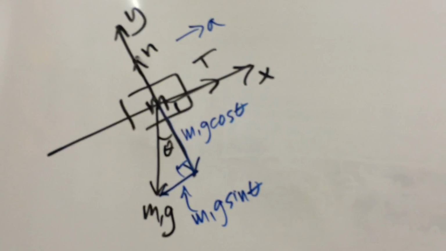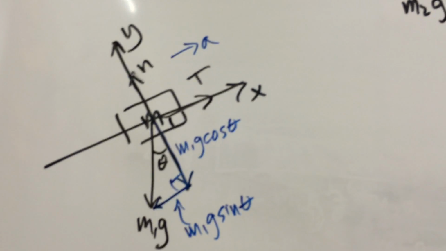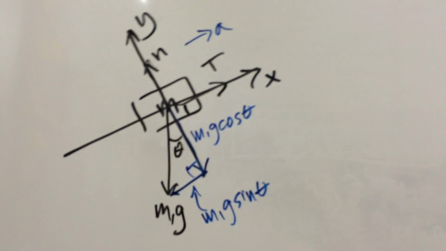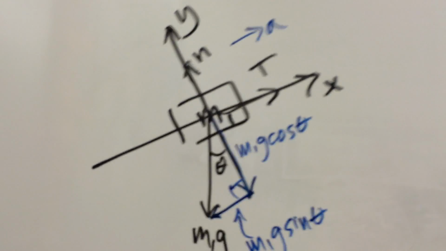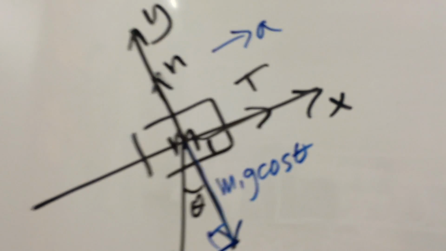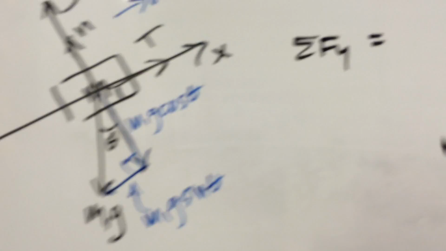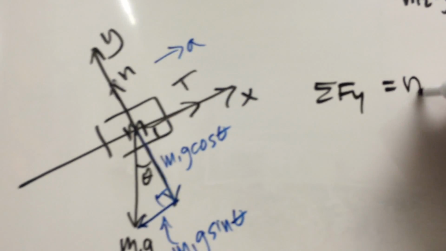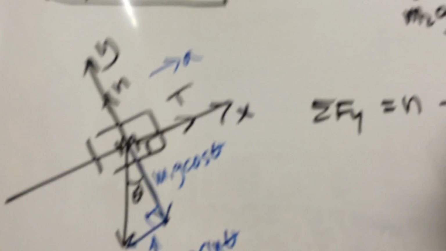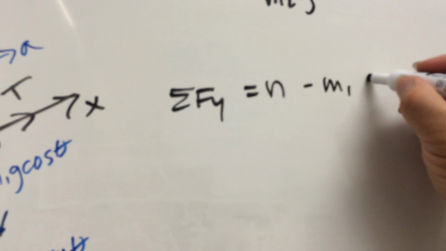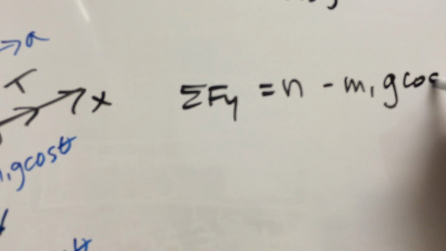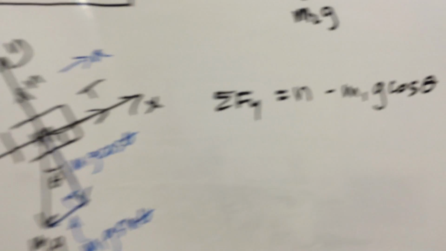So we write down the forces for the free body diagram. Along the y direction, use the black pen again, the sum of the forces along the y direction is going to equal N minus M1G cosine theta. Okay?